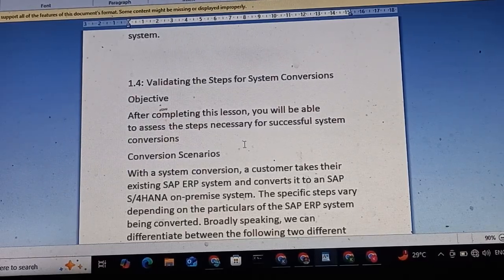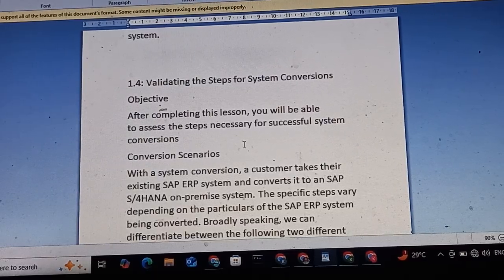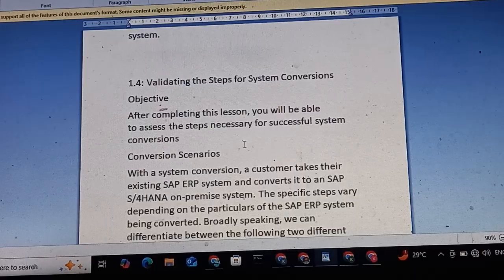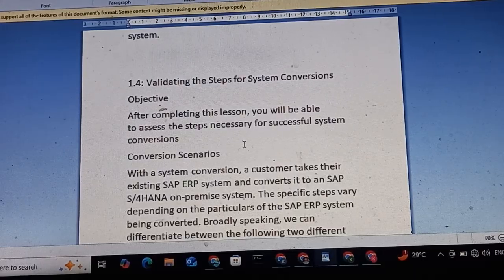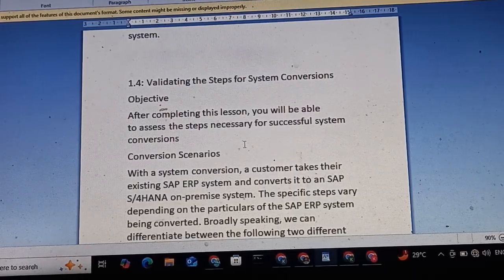What is the basic concept of this lesson? Validating the steps for system conversion. Whenever a system conversion occurs, what steps are validated by a developer? Objective: after completing this lesson, you will be able to assess the steps necessary for a successful system conversion.